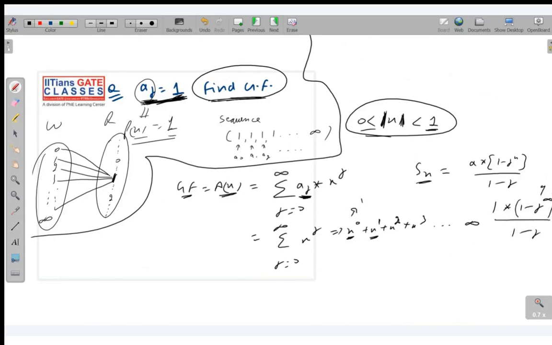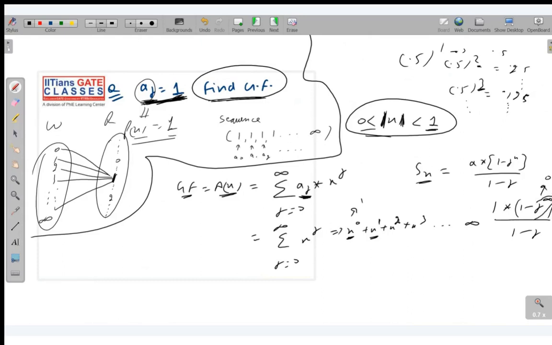So what is r power infinity? R is a number between 0 and 1. If you take the number to be 0.5, 0.5 power 1 is 0.5, 0.5 power 2 is 0.25, 0.5 power 3 is 0.125. Are you getting it? As the power increases, this number is decreasing. So obviously, when we go till infinity, r power infinity will become 0.